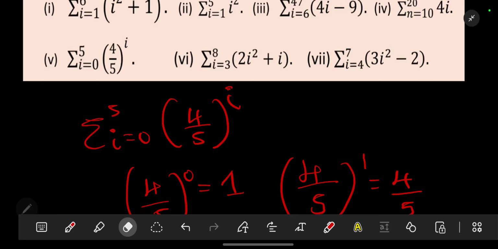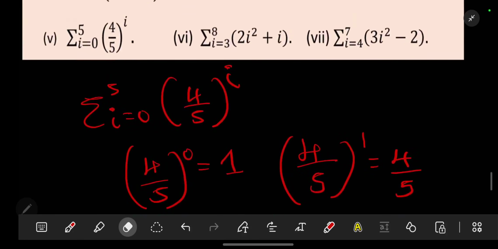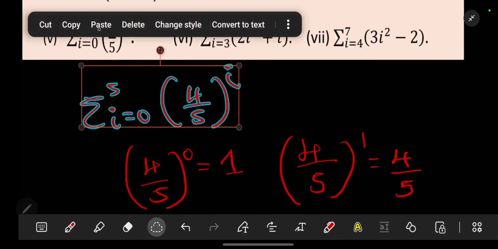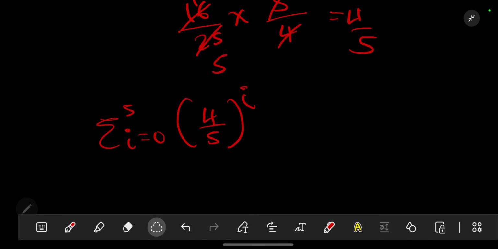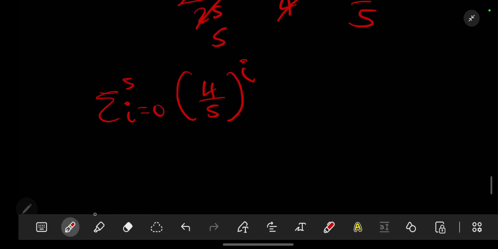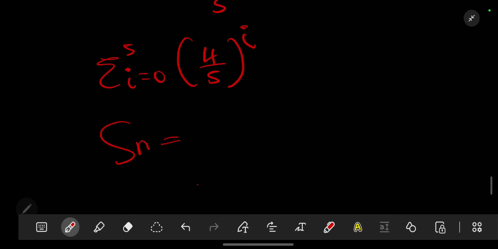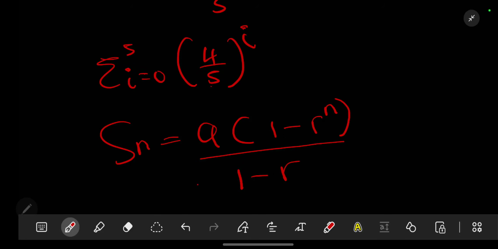So we are going to say, if this is a GP, you must identify: is it an AP, is it a GP? Since it is a GP, we are going to use the sum of a GP, which is A, open brackets, 1 minus r to the power n, if your r is less than 1, which is 4 divided by 5, is less than 1. So we have that over 1 minus r. So this is the sum.